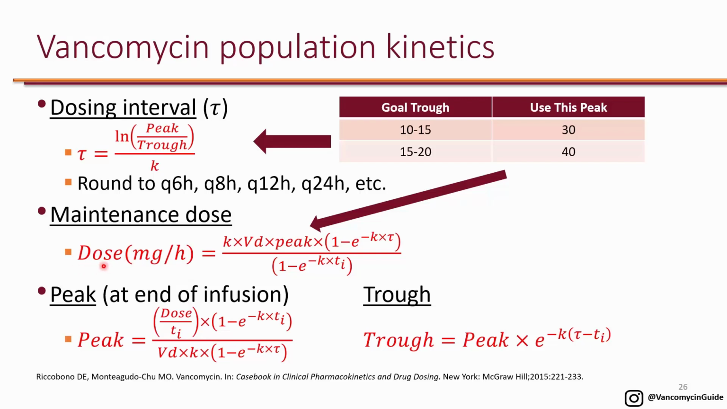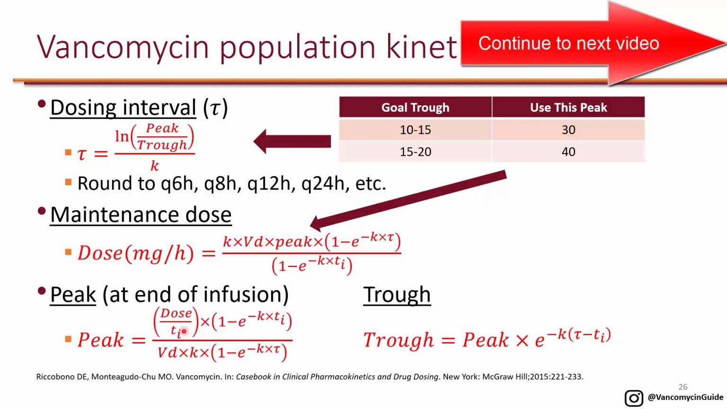But once you actually calculate the dose, when you verify your peak and trough, for the time of infusion, you want to use the time of infusion that matches your dose. So for example, if you calculate the dose to be 2000 milligram, you want to use a time of infusion of 2. And that's because for vancomycin, you have to use the right time of infusion in order to avoid red man syndrome.